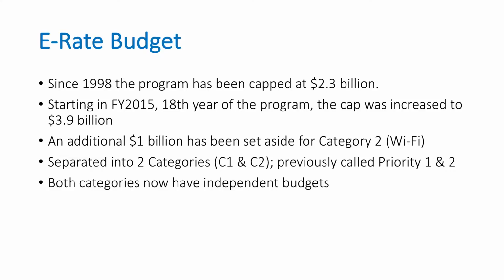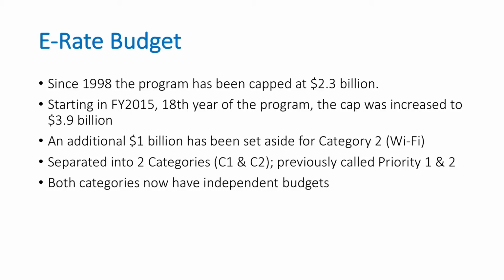In 1998, when this program started, there was roughly about $2.3 billion available for reimbursements, and those reimbursements were to be given to schools based on poverty level, a reimbursement percentage for internet services, voice services, and then some internal connection services as well. In 2015, or funding year 2015, they did change the structure of the program a little bit, and they increased the budget from $2.3 to $3.9 billion. They also added an additional $1 billion just for internal connections, otherwise known as Category 2.